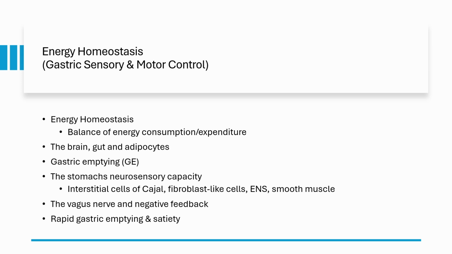This process provides a negative feedback that affects feeding behavior by decreasing appetite and food intake. Rapid gastric emptying has been associated with obesity due to impaired satiety and increases in hunger and food consumption.